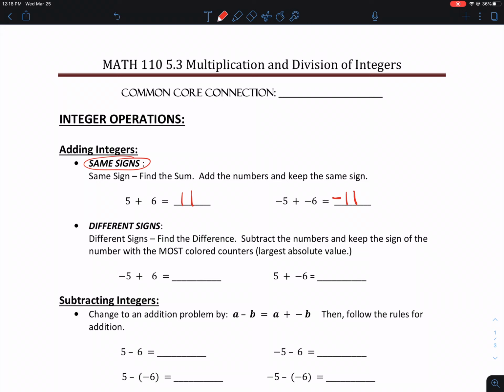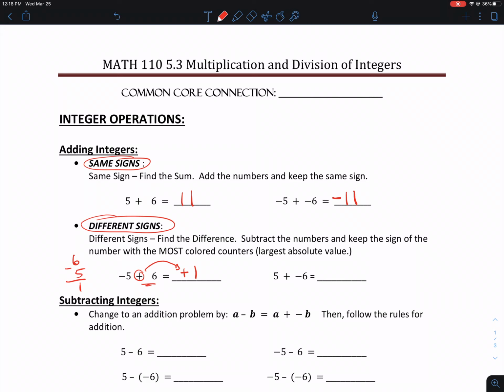Now, if they happen to be different signs, then technically, even though it's written as an addition, we're really going to subtract the numbers, and then whatever number is the biggest in absolute value, whatever sign it has, that's going to be the sign of our answer. So in this case, negative 5 plus 6, we're really going to do 6 minus 5 and get 1. And since the 6 is the biggest number, we would make this a positive 1.